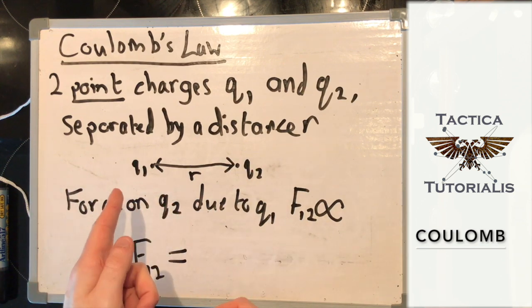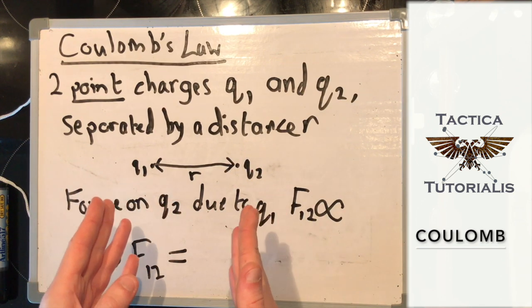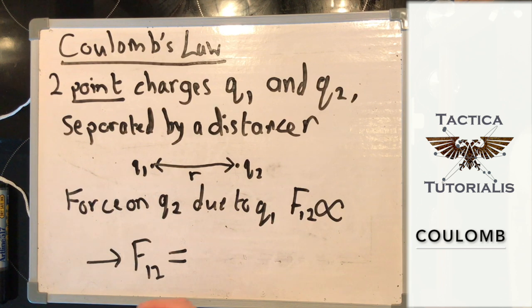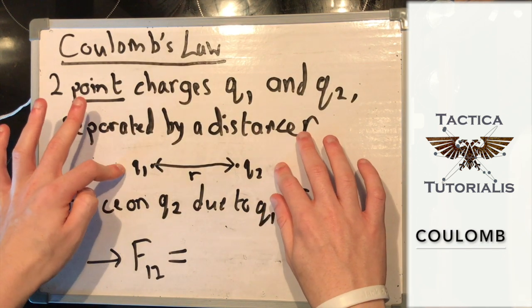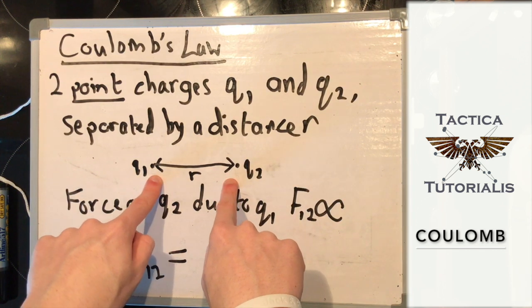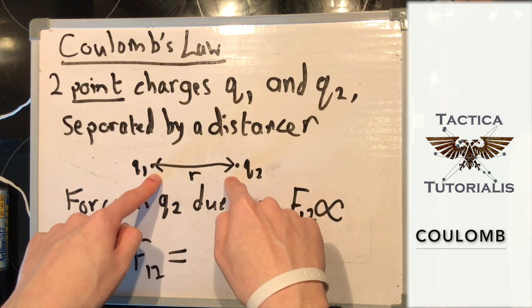I'm going to call them Q1 and Q2. You'll be used to Q because Q is what we use for charge back at GCSE, and you might also recognize Coulomb because the coulomb was the unit of charge, and it still is. So each of these charges are there, and they're separated by a distance that I'm going to call r.